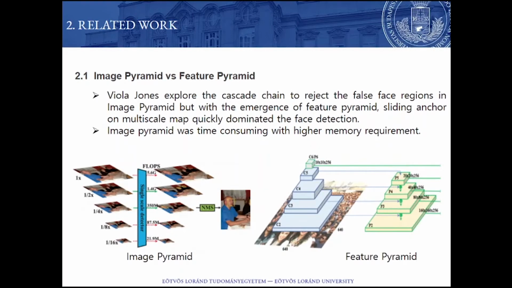So let's talk about some related work to this research. Image pyramid and feature pyramid. In this paper, we have used the feature pyramid, but the image pyramid was earlier used in some research papers. The main thing in the image pyramid was the cascade chain to reject the false face regions in the image pyramid. But with the emergence of feature pyramids, sliding anchors on multi-scale maps quickly dominated face detection. Image pyramids were actually time consuming and had high memory requirements.